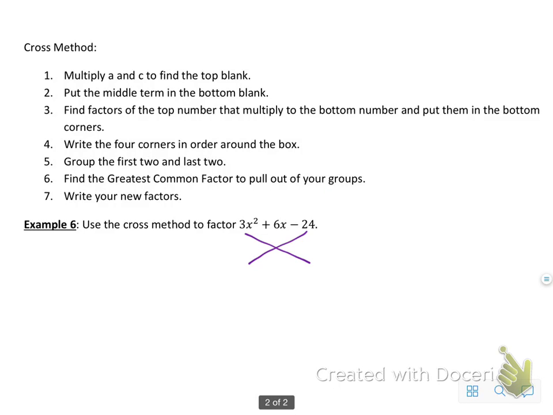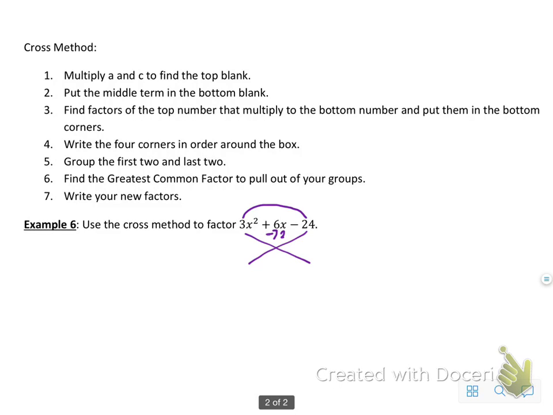So here are your steps, and I'm going to go through the one on the bottom, example 6, as I read the steps. First, multiply a and c to find the top blank. Now, whenever you get a problem, you're going to put an x, because it's a cross method, and let's multiply a and c. Well, a is now 3, which is why I'd like to use this method for this type of problem, because it's a little bit more complicated. So 3 times negative 24 is negative 72. And that is the top blank right there.